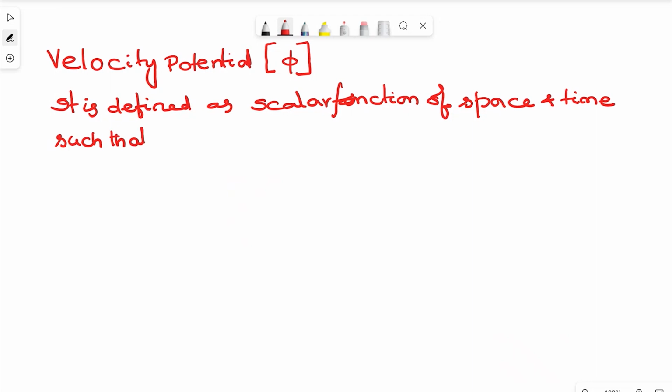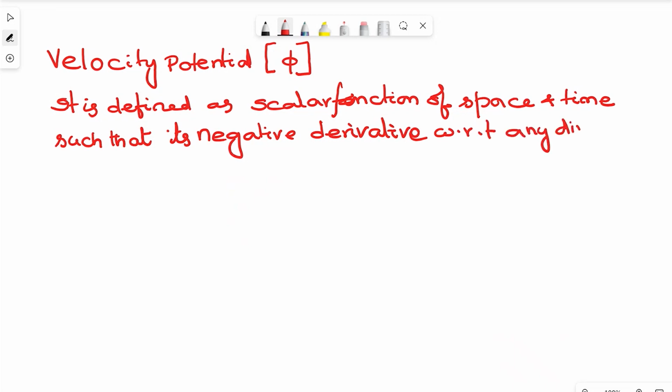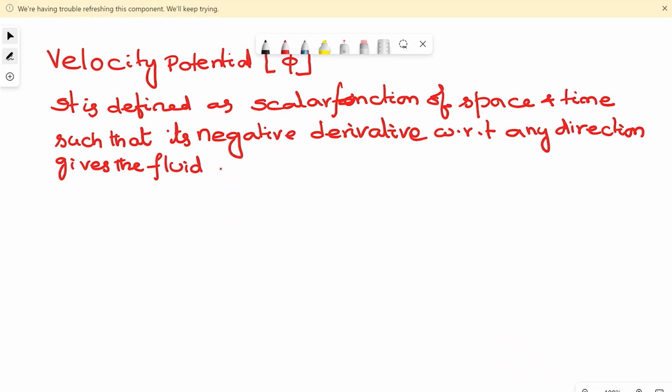its negative derivative with respect to any direction gives the fluid velocity in that direction.